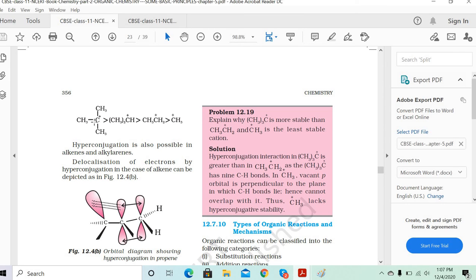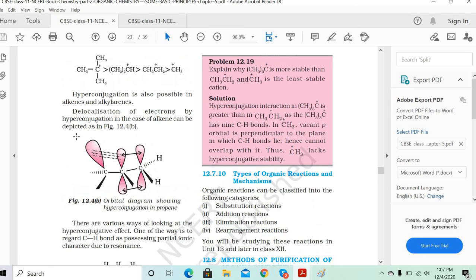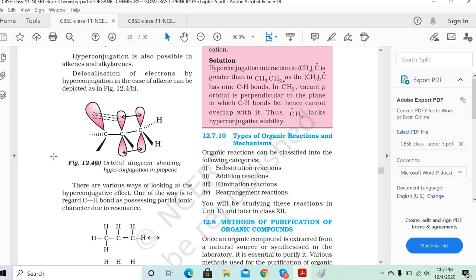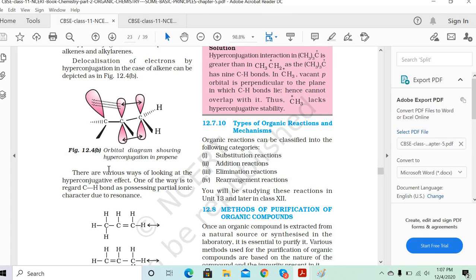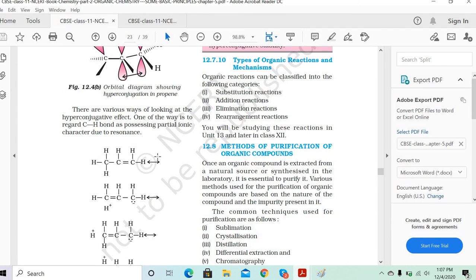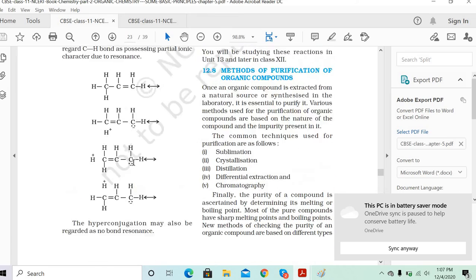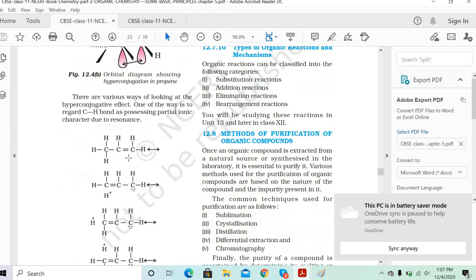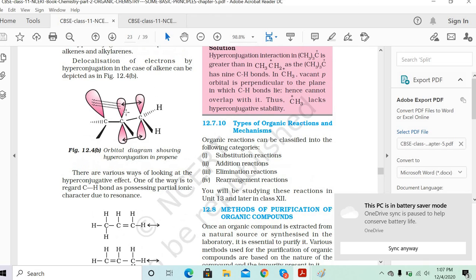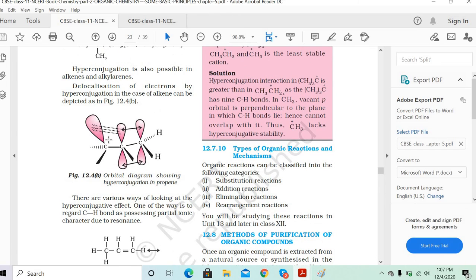Excellent. Now let's go to the delocalization of the electrons by the hyperconjugation in the case of alkenes. How does it happen in the alkenes? Draw the figure 12.4b part now. Okay, then we'll do the structure things later. First you do the geometrical one. Delocalization of the electrons by the hyperconjugation in the case of alkene.